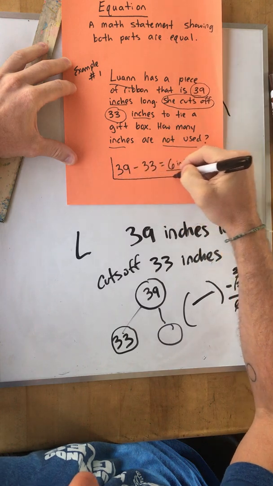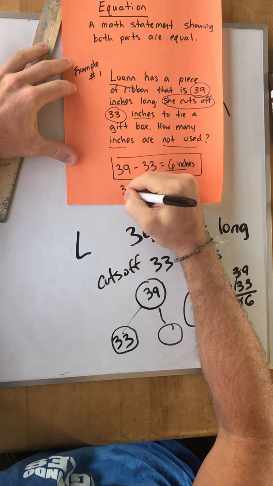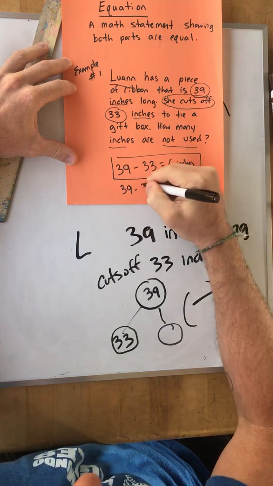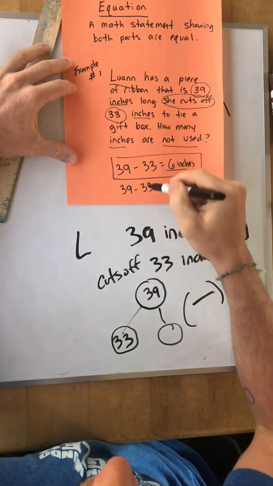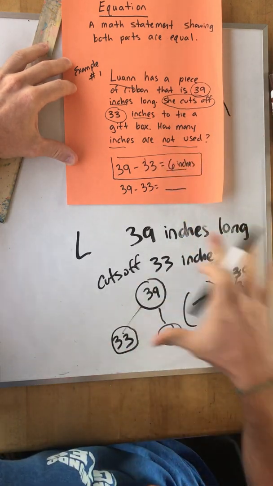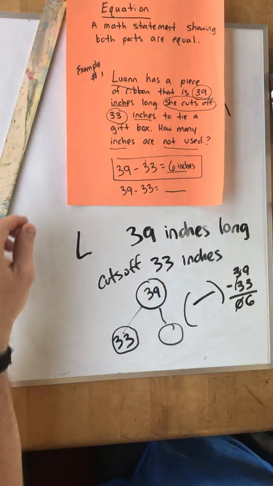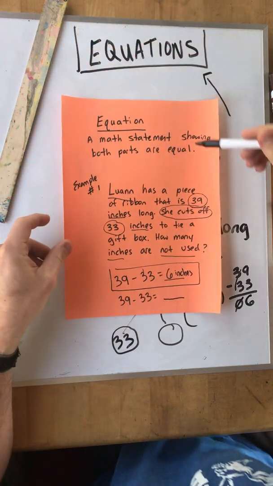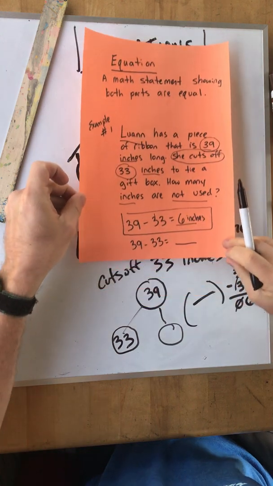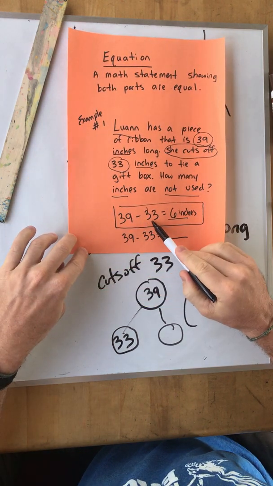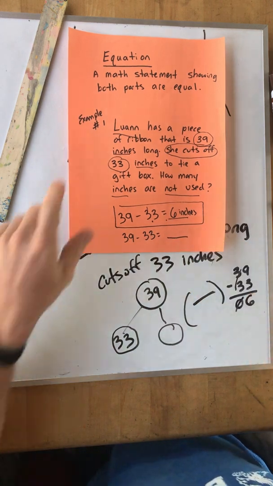This right here is the equation. Before we solved it, the equation looked like this. This is the drawing and the writing it out, but this is the actual equation. Remember, an equation is a statement that shows both parts are equal. So 39 minus 33 is equal to 6. Nice. Let's do another one.